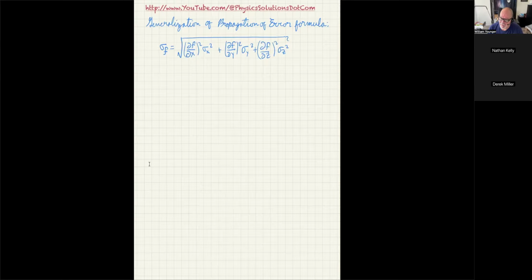But since now the function only has one variable, I don't have to write the backwards six. We have to write the regular d. So you see that this does, in fact, reduce to sigma f is equal to the absolute value of df dx times sigma x. So I think you can see it easier that the special case is the one variable function relative to the general case, which is the big formula I just gave you. So this is our actual propagation of error formula.